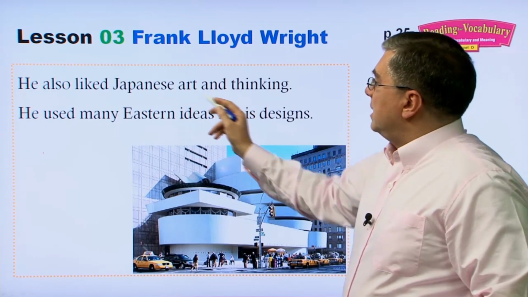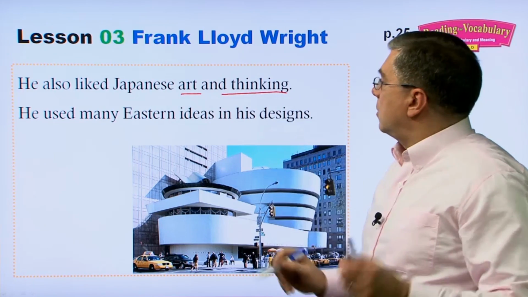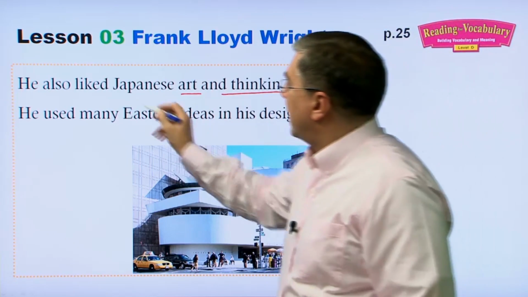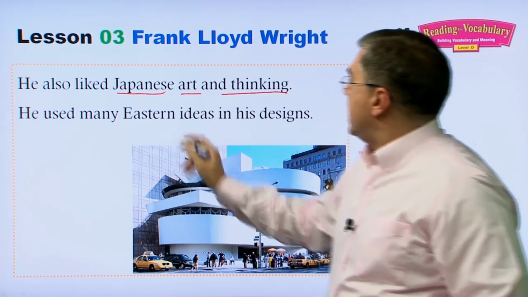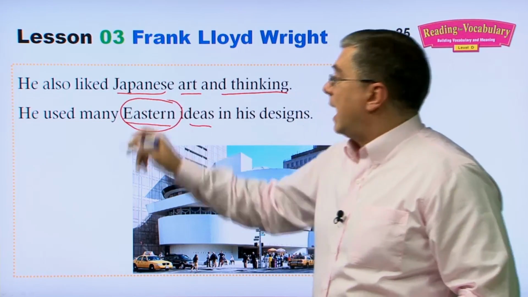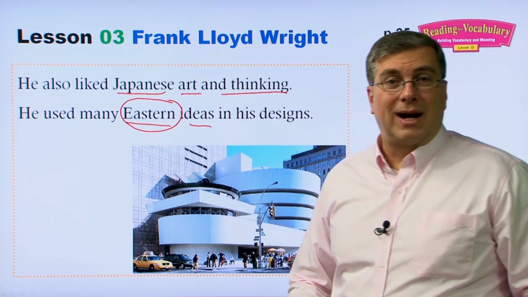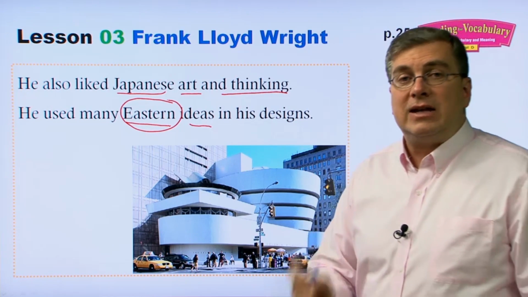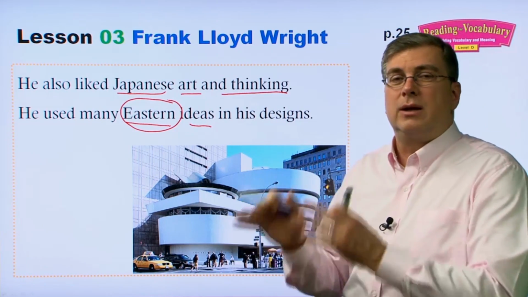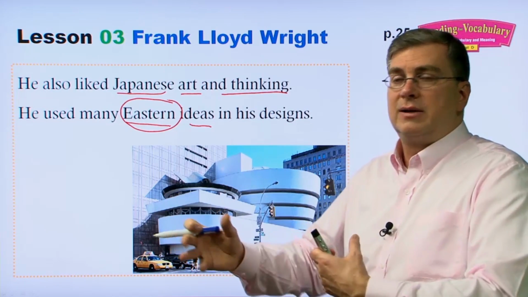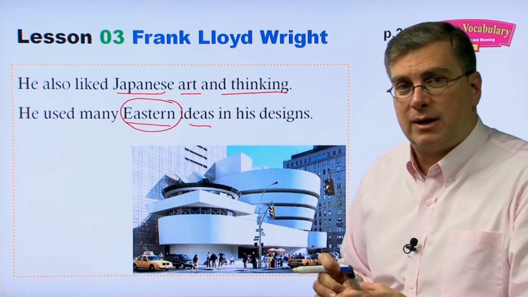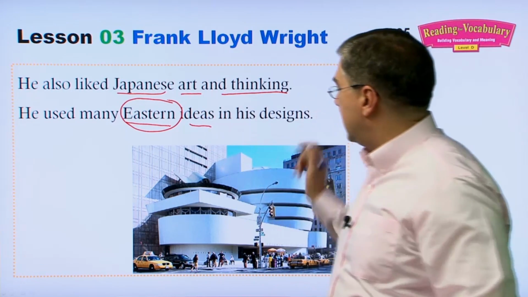He also liked Japanese art and thinking. So Frank Lloyd Wright was influenced not just by his mother, but also by Japanese art and thinking. He used many Eastern ideas in his designs. Eastern has to do with Eastern Asia, right? Japan, Korea, China. Eastern Asia. So he looked at the design in these countries and he thought, wow, that looks cool, that looks interesting. I want to use that in my designs too. So he got influenced by Eastern ideas in his designs.